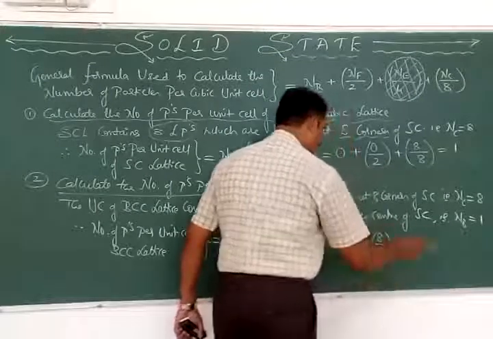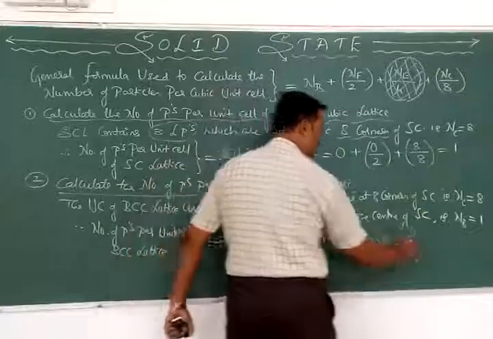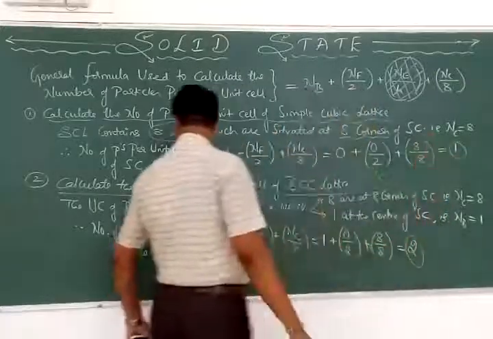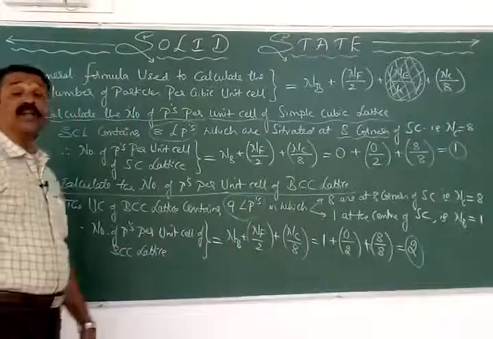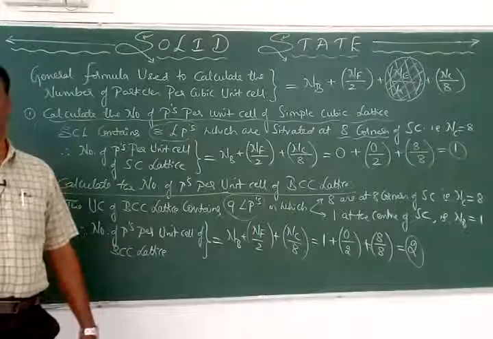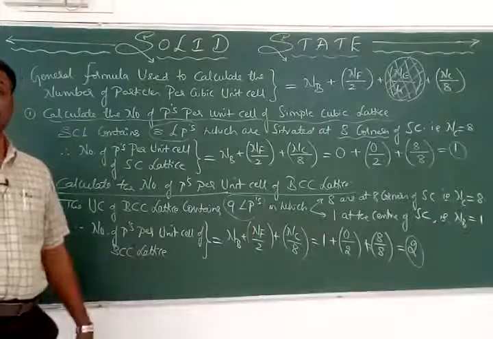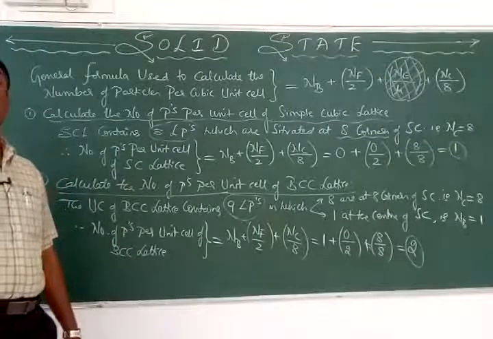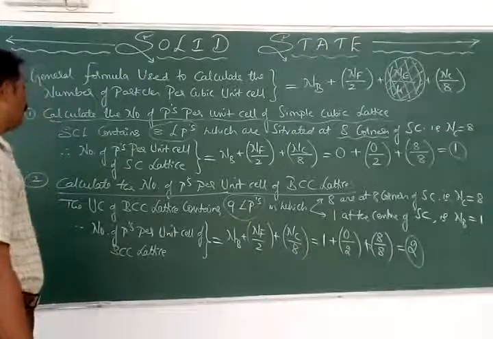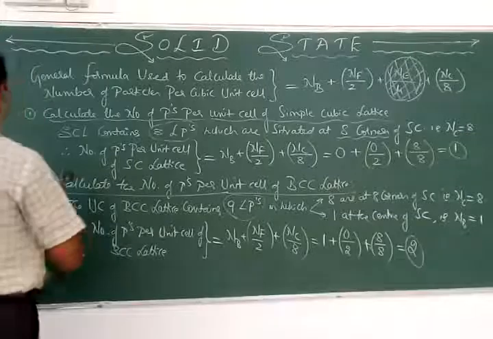So here 8 by 8 is 1, 0 by 2 is 0, and 1. 1 plus 1 is equal to 2. So what is 2 here? The number of particles present per unit cell of the BCC lattice. BCC means body-centered cubic lattice. Okay. So next we will move on to the third one, the same calculations.